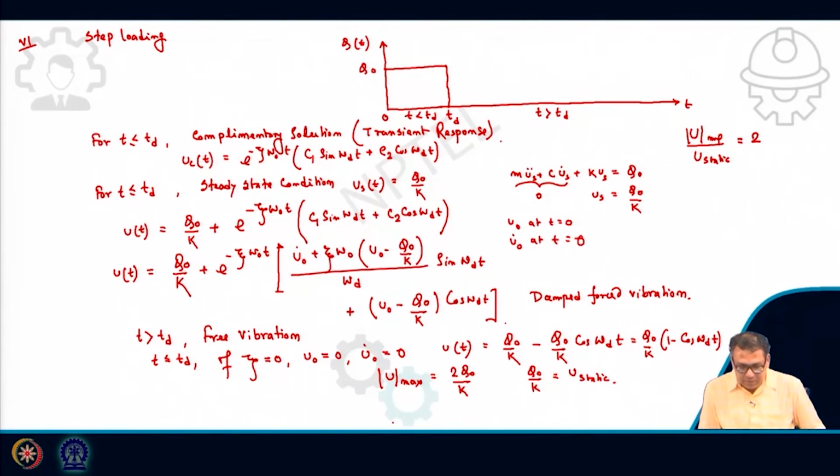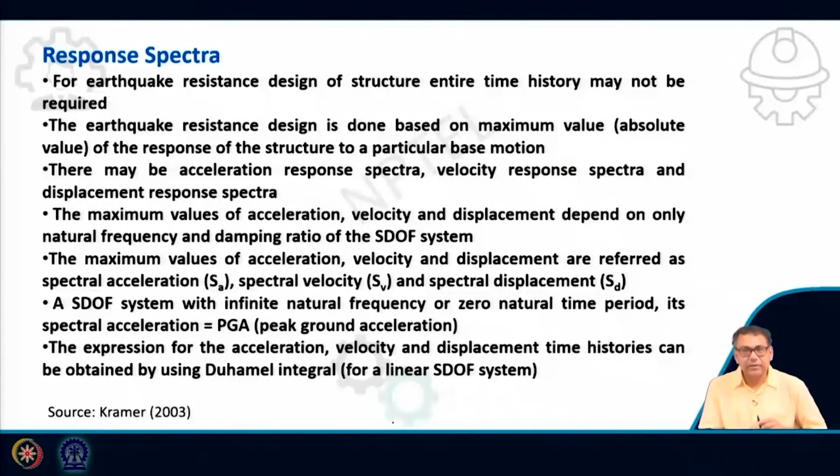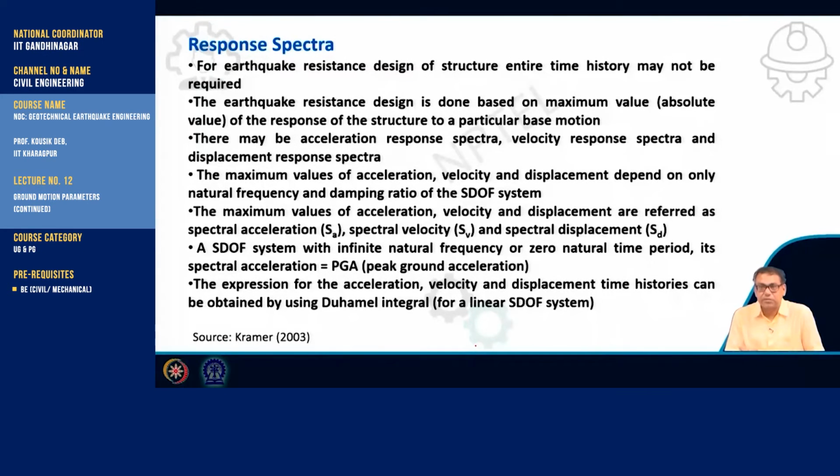Now when I have discussed all 6 cases, how to get the response and how to get the maximum value, I will come back to the response spectra part. The response spectra part is for earthquake resistance design of structures, where the entire time history may not be required. The earthquake resistance design is done based on the maximum absolute value of the response of the structure for a particular base motion.